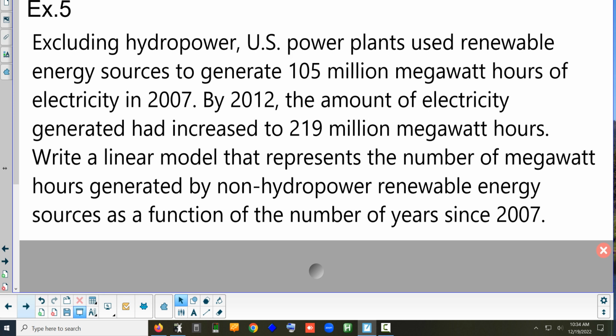So it says, excluding hydropower, U.S. power plants use renewable energy to generate 105 million megawatts of electricity in 2007. So they generated this much energy in the year 2007. Then it says they generated that much energy in the year 2012. That's all that's important in this whole thing, those 4 red boxes. The rest of this is just saying write an equation using the 4 numbers up above.